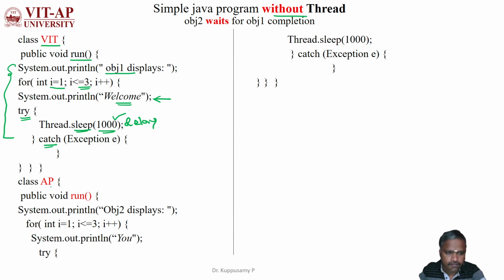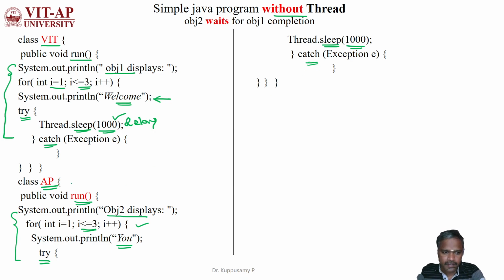Likewise, I am going to define another user defined class ap, which is having its own run method which is performing another action, just displaying obj2 displays, with a for loop executing 3 times, each time displaying the word u, and each time it displays u, it is introducing a 1000 milliseconds delay by using the sleep method. Here also it uses try catch exception handling to handle any exception that occurs.